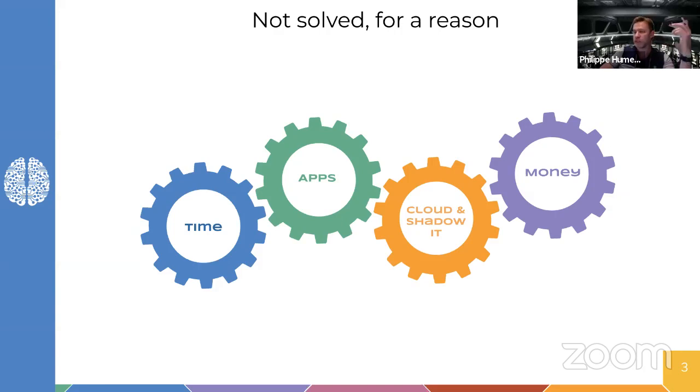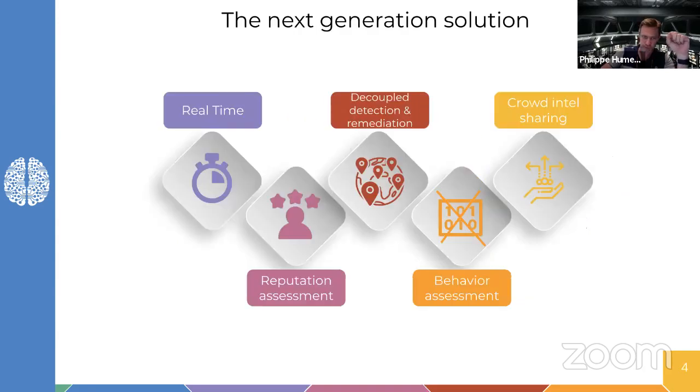And money, obviously, because the people that are attacking you are using free resources that they stole, free tools like open source tools, and their time. So basically, it's nearly free for them to attack you. So these 4 cogwheels are really the main problem we're trying to solve here. How do we do it?